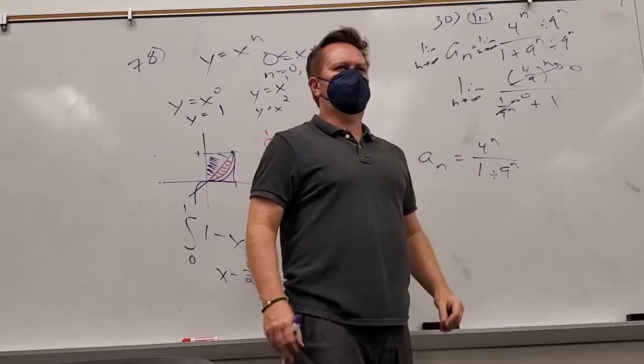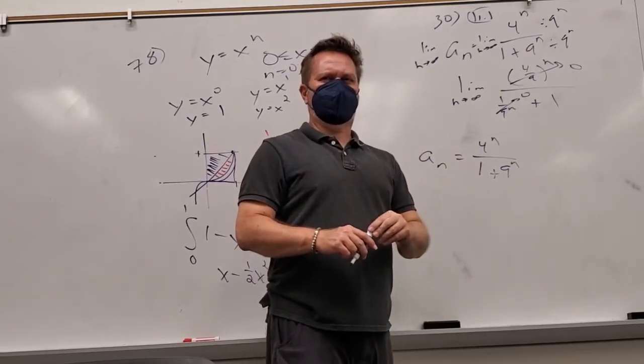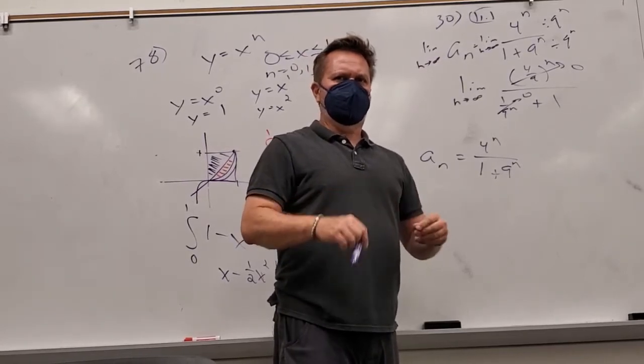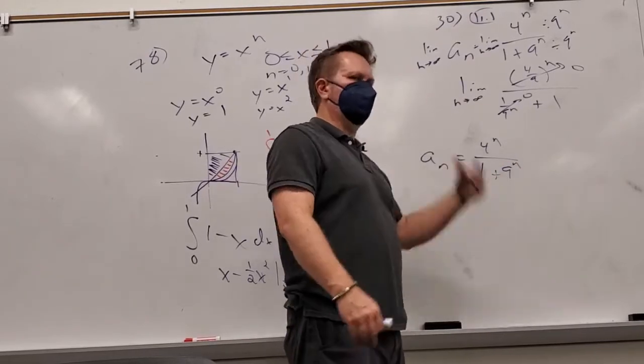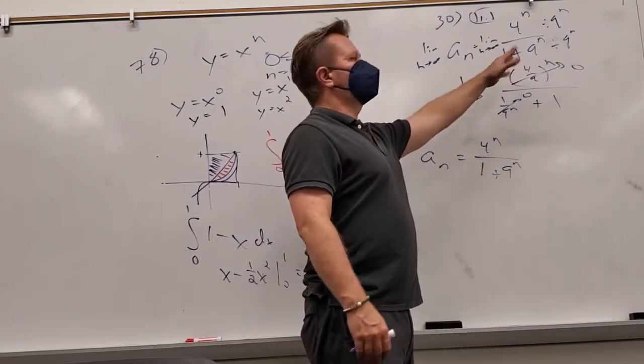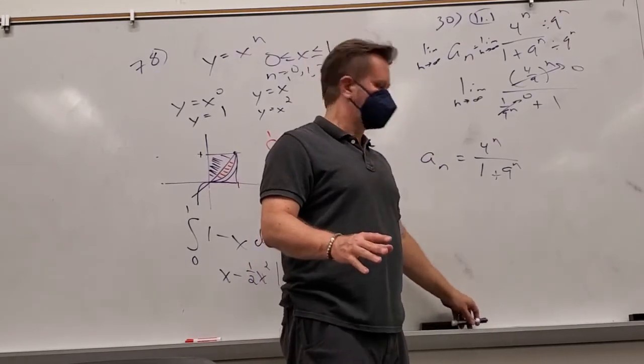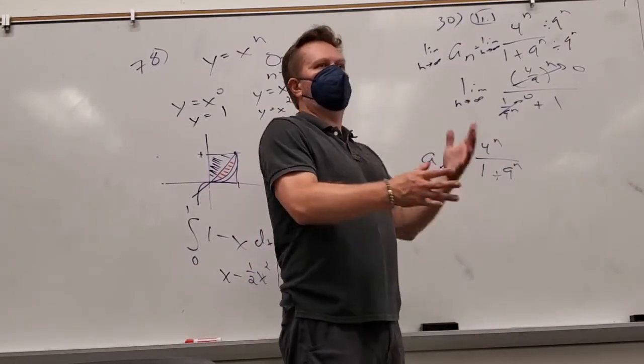Wait, so for that question, I'm not allowed to just know that 9 to the n increases faster than 4 to the n, so it would go to 0? Well, technically, it's that simple, yeah. But for now, I want to see a little something. Eventually, we're just going to say it's obviously going to 0.